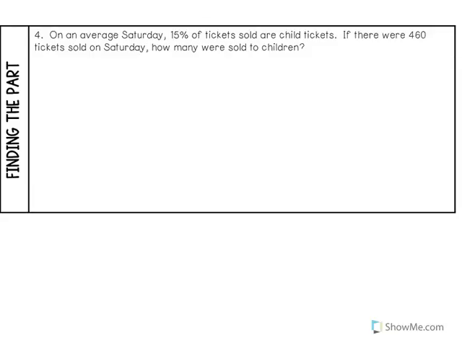So I'm reading this problem, and I'm going to make some notes. 15%. Every time I see a percent, I need to write down 15 out of 100. That is my percent. Next, I know that if there are 460 tickets sold, that 460 is my whole. I want to know how many were children. So that's my part.